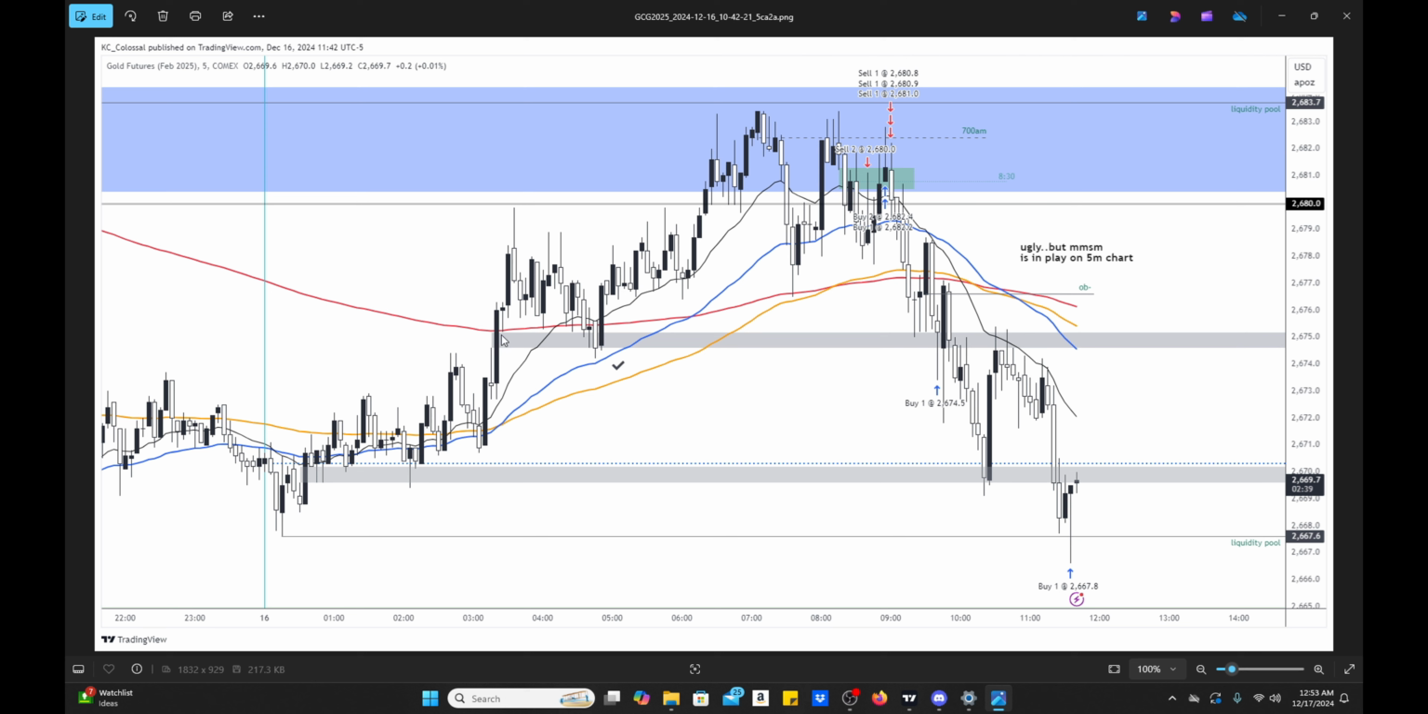And then look at this inversion fair value gap right here. See how this fair value gap previously supported price? Well, wonderful. When price now comes down below it, it goes back into it and then drops lower, taking out these lows, completing the market maker sell model.